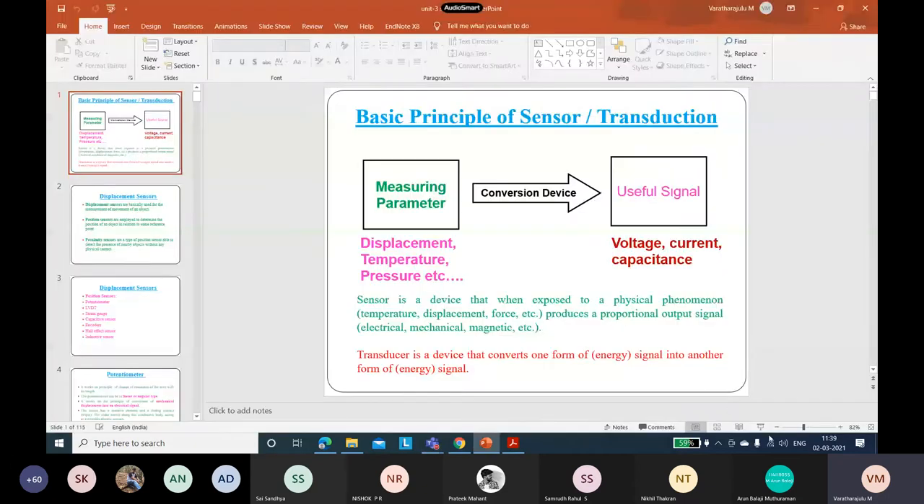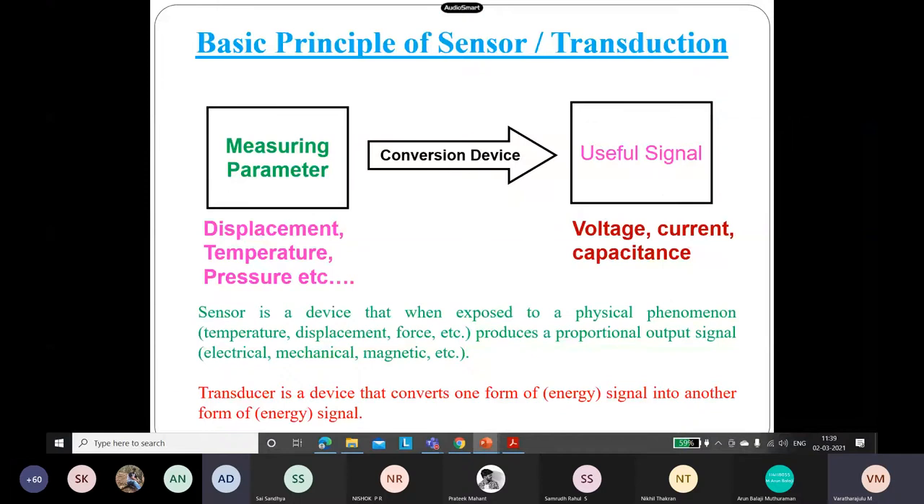Yes, my slides are visible. Yes, sir. Sensors and transducers. Sensors are used to measure the physical changes that occur in the surroundings, like temperature, light, and so on. It converts them into readable signals. And before that, what we need to know is about transducers. Usually, sensors are also called transducers, and there is a minor difference.